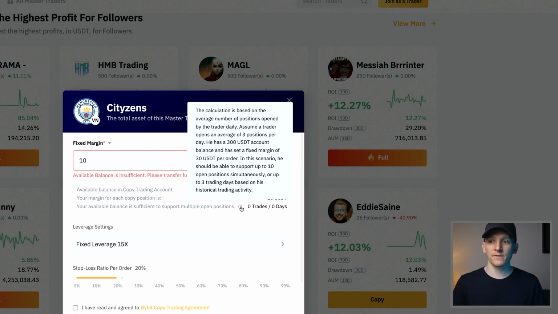Assume a trader opens an average of 3 positions per day. He has a $300 account balance and he has set a fixed margin of $30 per order. In this scenario, he should be able to support up to 10 open positions simultaneously, right?